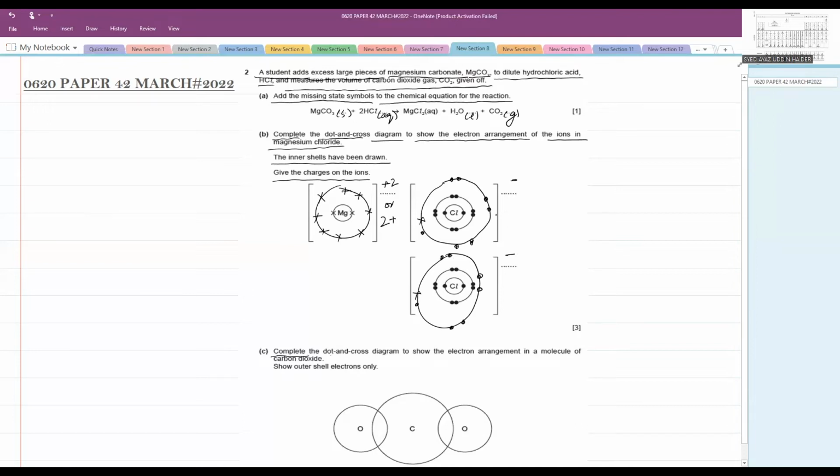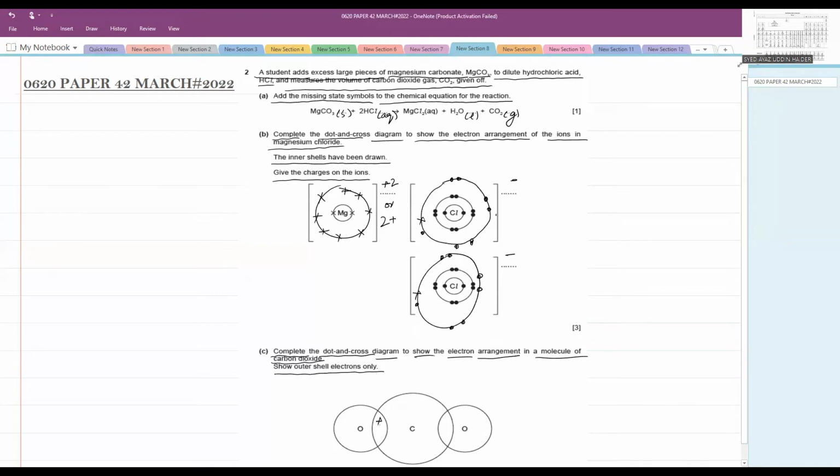Part C. Complete the dot and cross diagram to show the electronic arrangement in a molecule of carbon dioxide. Show outer electrons only. This one is easy. You can use dot and/or cross for either oxygen or carbon. Remember this, that a carbon atom needs 4 electrons to complete its valence shell, and each oxygen atom needs 2 electrons to complete its valence shell. It means that a carbon atom will share 2 electrons with each oxygen atom, and each oxygen atom will be sharing 2 of its valence electrons with the carbon atom.